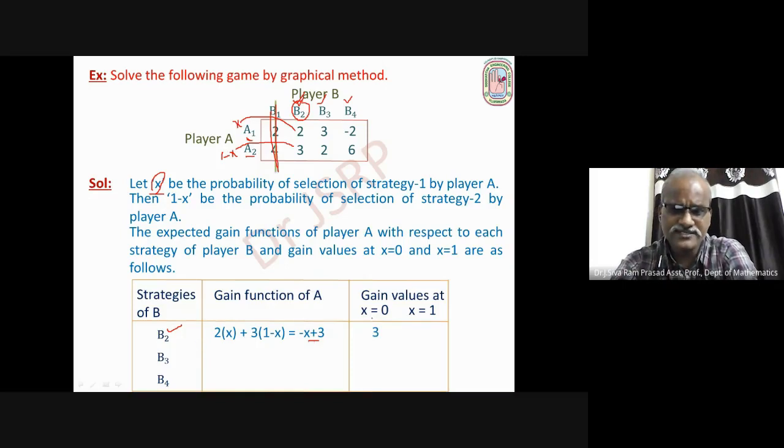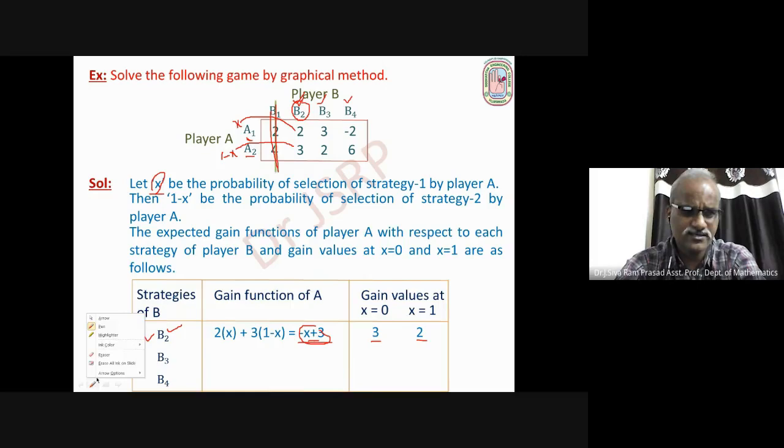Okay. Next, calculate the gain values. At x equals 0, substitute x equals 0: minus 0 plus 3, 3. Next, the gain value at x equals 1. Substitute x equals 1: 3 minus 1, 2. This is the gain value at x equals 1, 2. Okay. So this is the expected gain function corresponding to the second strategy of player B and the gain values at x equals 0 and x equals 1.